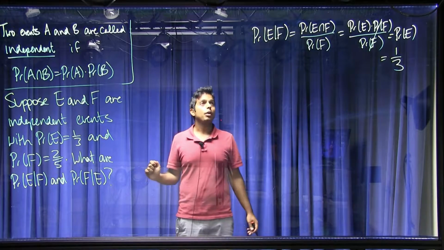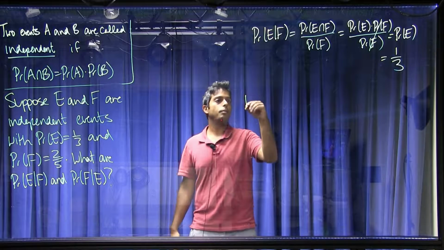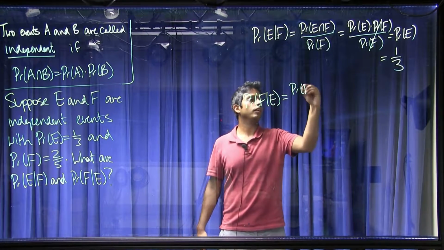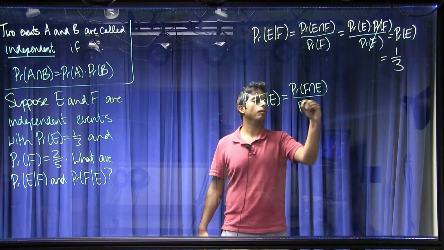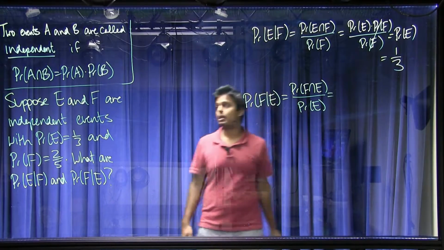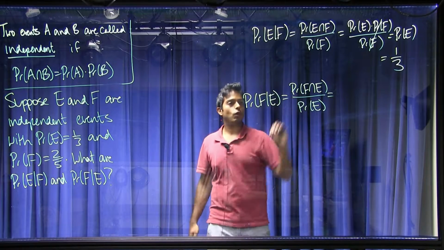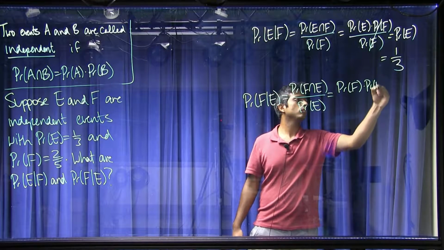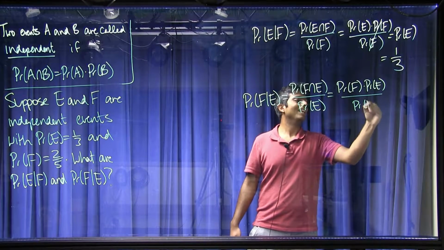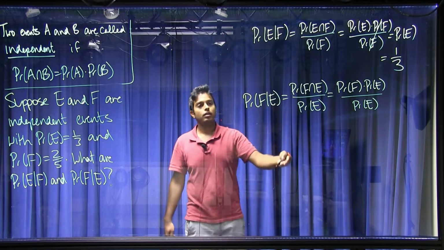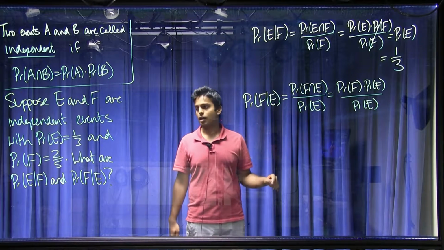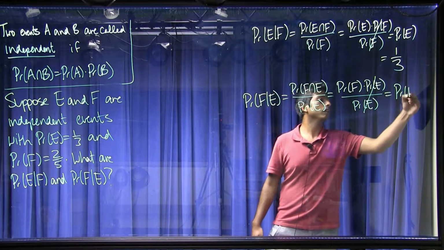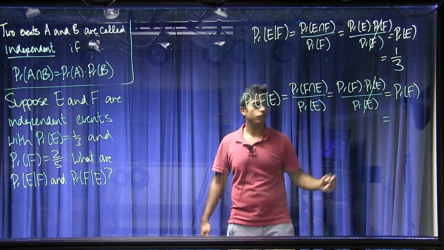Okay, now let's try doing the probability of F given E. So the probability of F given E in a similar way is the probability of F intersect E divided by the probability of E. Again, because E and F are independent, we can write this as a product. And again, just like in the previous example, the probability of E's in the numerator and the denominator can cancel because the probability of E isn't 0. So this is just the probability of F, and we know the probability of F is 2/5.